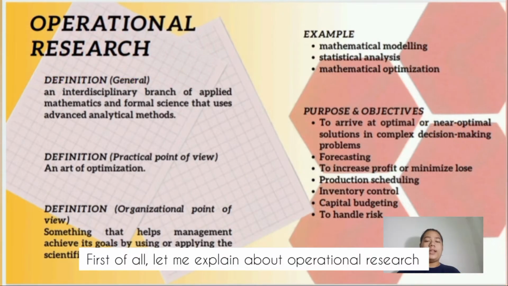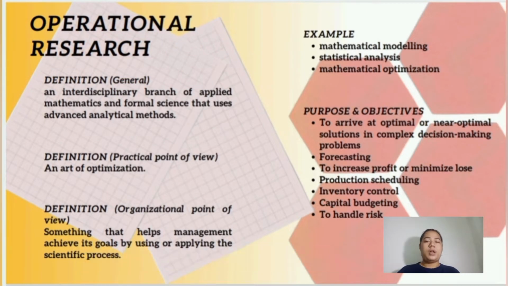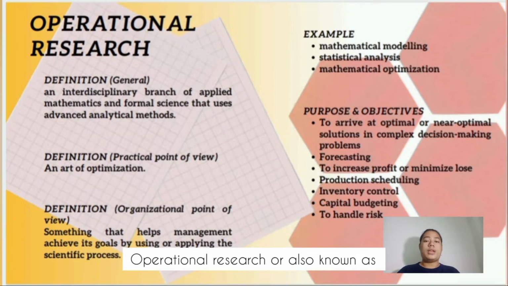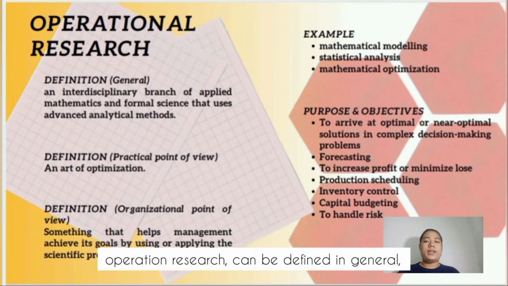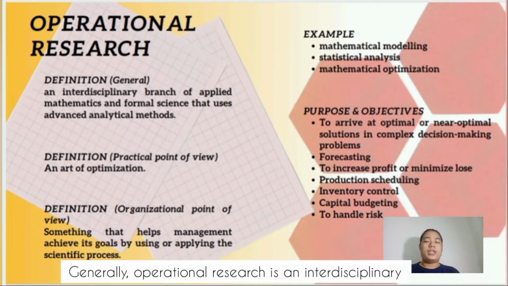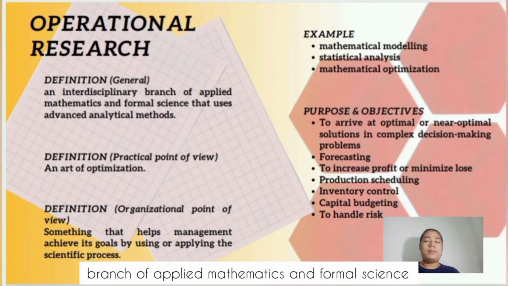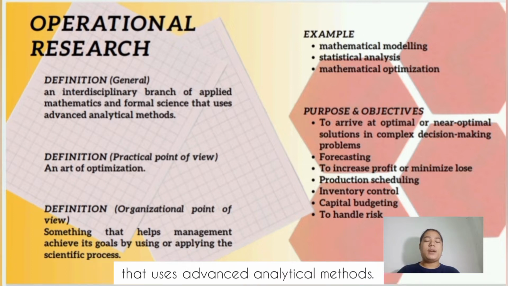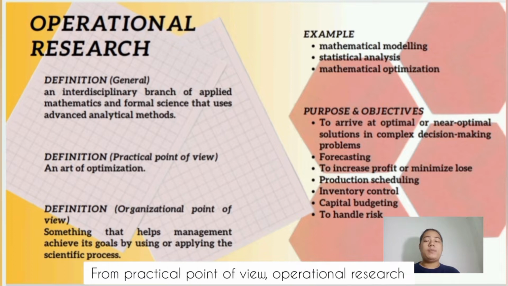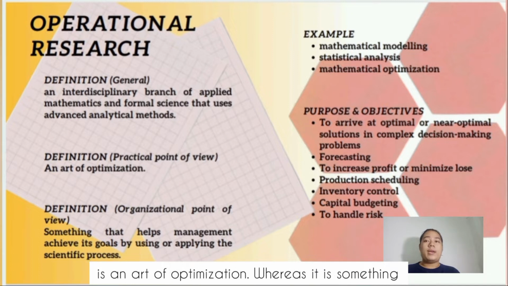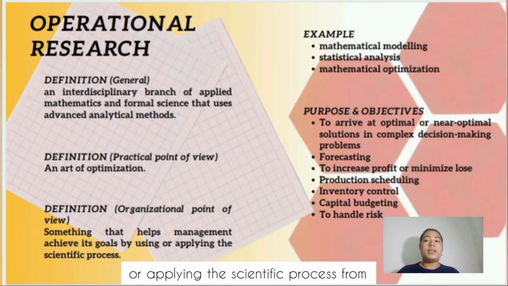First of all, let me explain about operational research. Operational research, or also known as operation research, can be defined in general, practical point of view, and organizational point of view. Generally, operational research is an interdisciplinary branch of applied mathematics and formal science that uses advanced analytical methods. From practical point of view, operational research is an art of optimization, whereas it is something that helps management achieve its goals by applying the scientific process from organizational point of view.